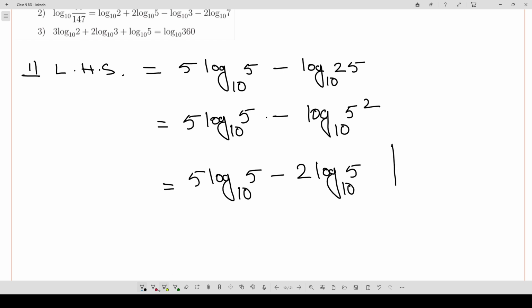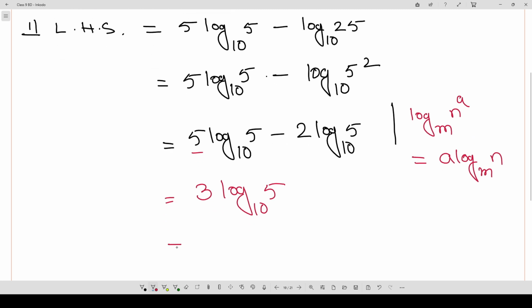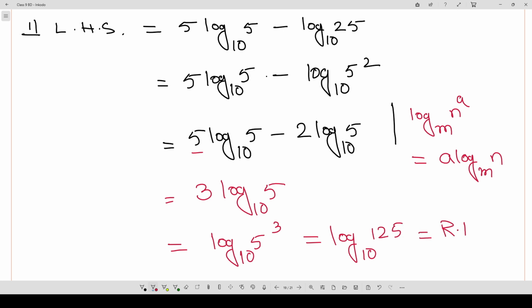How? Because we know log m base n a, we can write a log m n, right? So look, here is a 5 log 10 base 5 and here is 2 log 10 base 5. So it will be 3 log 10 base 5, just simple subtraction. Again this one we can write log 10 base 5, this 3 can be written this way. So it will be log 10 base 5 cube, it means 125, and this is the right hand side.